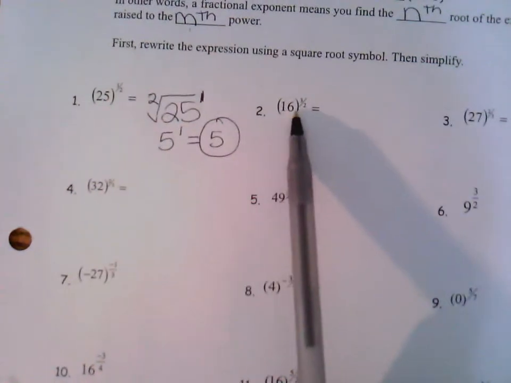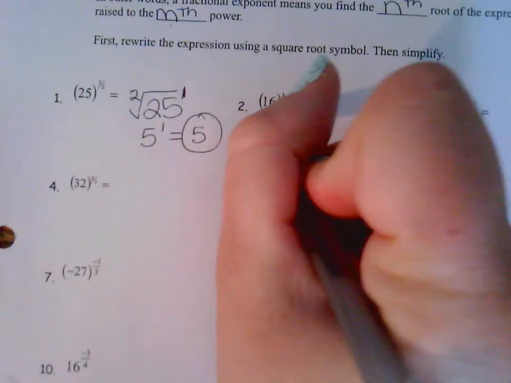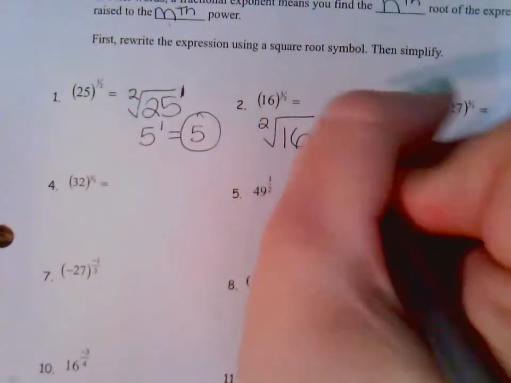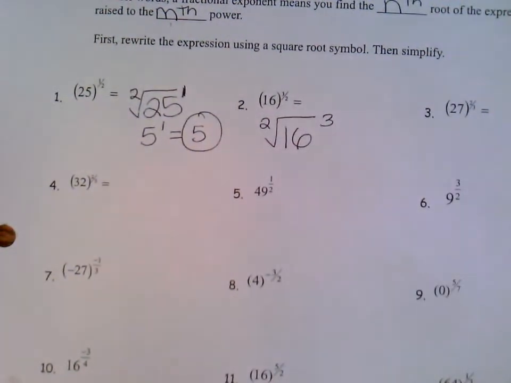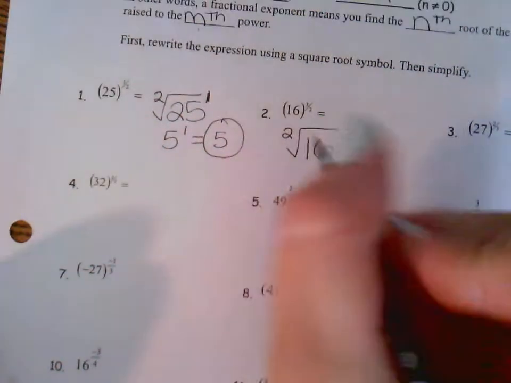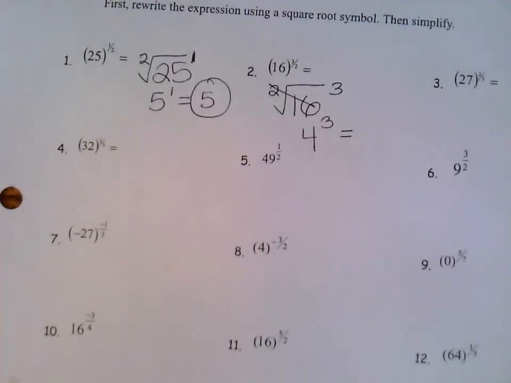So this one is 16 to the 3/2 power. So you're going to put the 2 outside the radical, and you're going to do that first. And then at the end, you're going to cube it. Because you don't know what 16 cubed is in your head. That would be too big to do without a calculator. What is the square root of 16? So what times what is 16? 4. So I really am going to do 4 cubed because I can do 4 cubed without a calculator. 4 times 4 is 16 times 4 is 64.